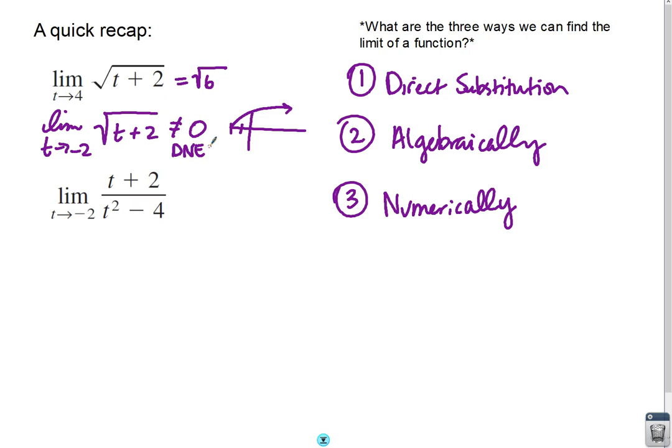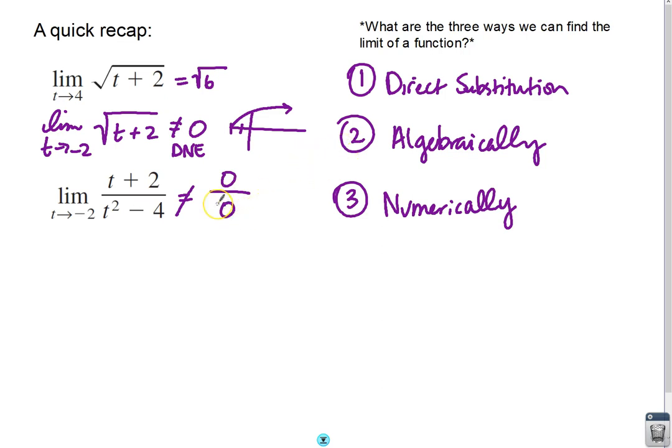What about this next one? The limit as t approaches negative 2 of t plus 2 over t squared minus 4. Well, we always want to try direct substitution first. That's usually our go-to. So negative 2 plus 2 is 0, and then negative 2 squared is 4, minus 4 is 0. Oh no, we get the dreaded indeterminate. Remember, we can't keep this as equal to 0 over 0, because the limit isn't actually 0 over 0. This is an indicator that there is another limit. We just have to try a different way to find it.